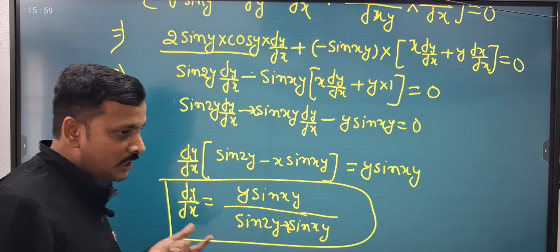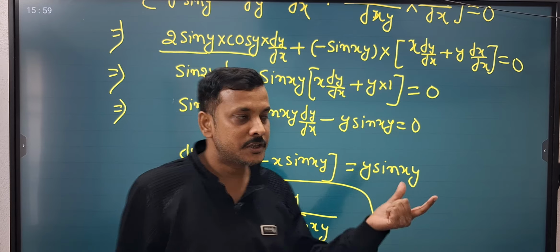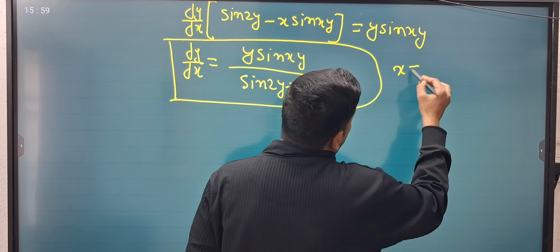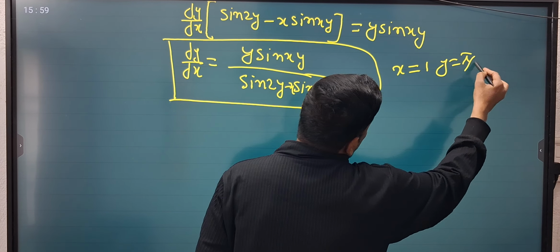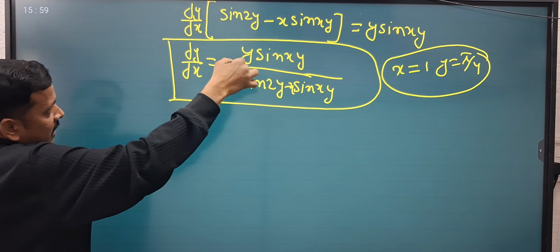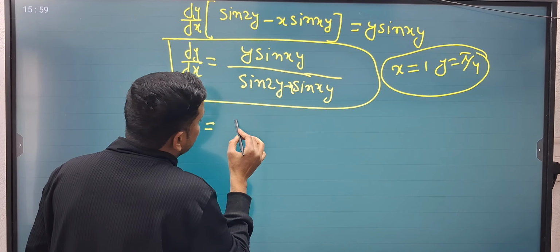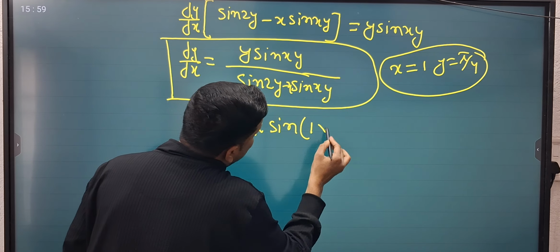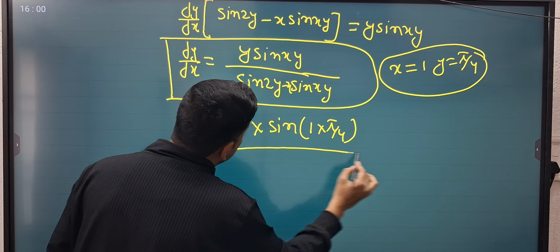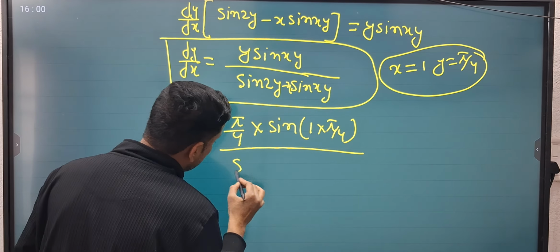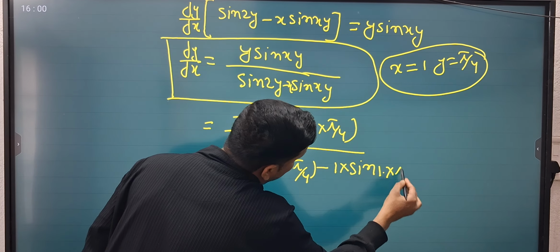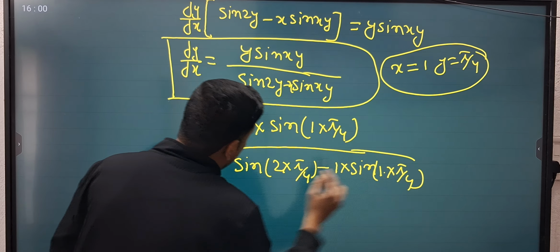Now I have to put the value of x equals 1 and y equals pi by 4, and then we will get the final answer. We know that x equals 1 and y equals pi by 4 are given in the question. So I have to put these values in this expression. You will get y equals pi by 4, that means pi by 4 into sin x, which is 1 into pi by 4, divided by sin 2y, that means sin 2 into y which is pi by 4, minus x which is 1 into sin 1 into pi by 4. Now I have to solve this.